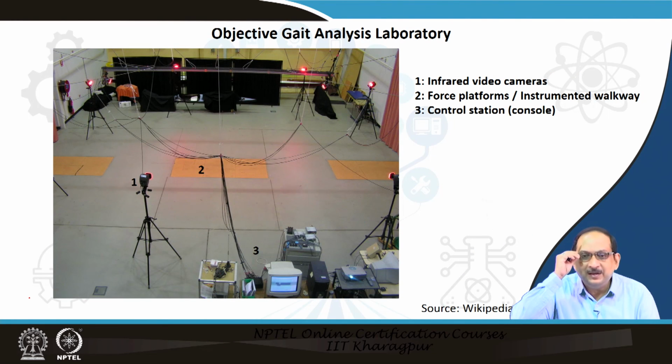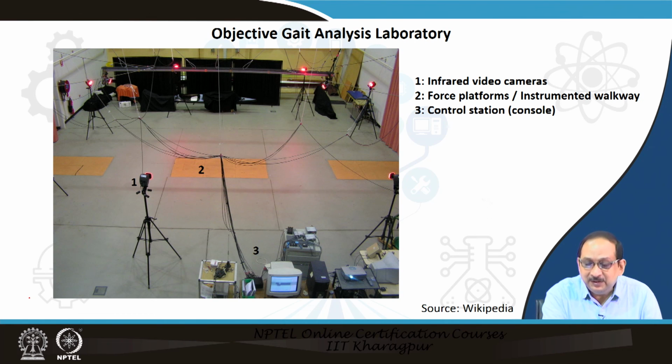Let us come to the final slide of this lecture on the objective gait analysis laboratory as a whole. As you can see in this figure, the laboratory is equipped with infrared video cameras. So these are the video cameras. There are quite a few video cameras in different positions of the laboratory. This is another one which is not included in the picture, only the stand is visible.